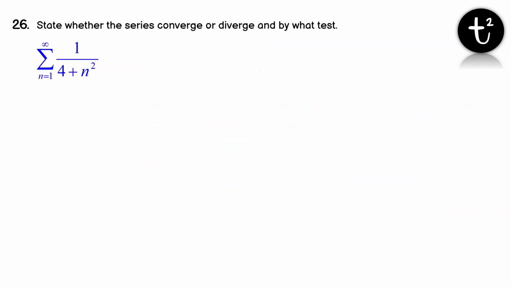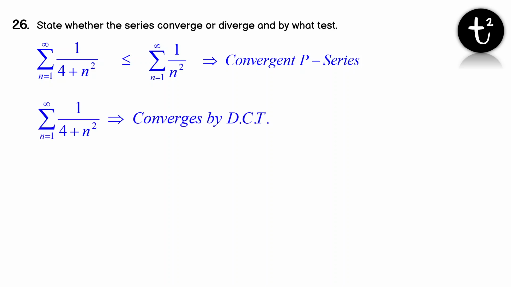Problem number 26, we have the sum of 1 over 4 plus n squared. I'm going to compare this to the sum of 1 over n squared. So note, since the denominator became smaller for the series that I just created, the denominator is smaller by 4 units, the overall value is bigger than the original series. I also know that this comparative series that I just created is a convergent p-series. So since the bigger one of the two converges, we can then state that the smaller series of the two converges by the direct comparison test.